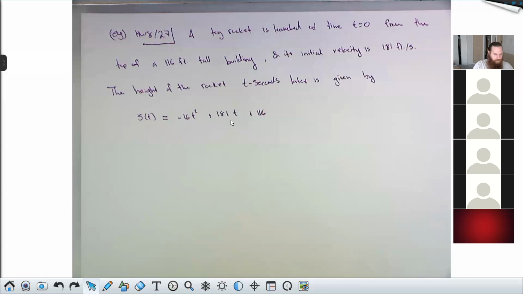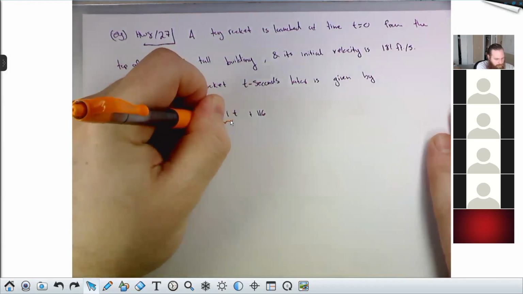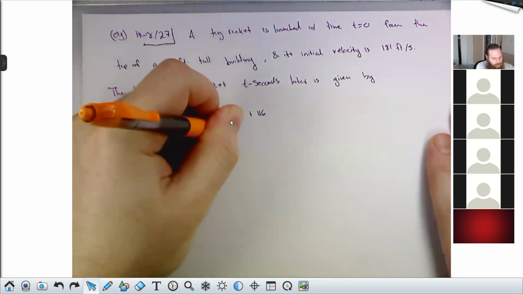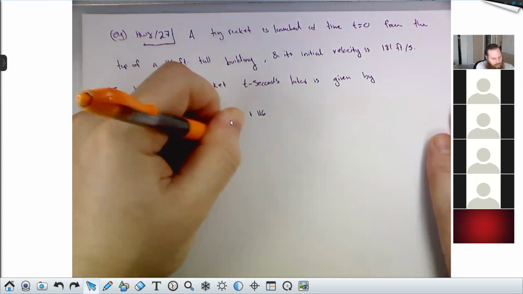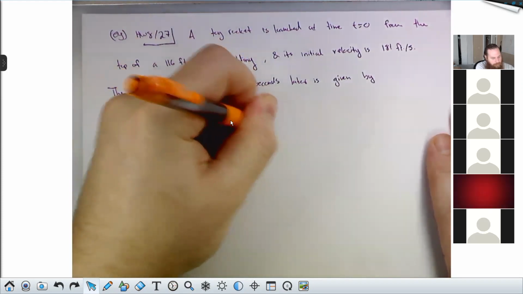For those of you with any interest in physics, it is worth pointing out, although it's not necessary for this problem, this term will always be the initial velocity. This term will always be the initial height.